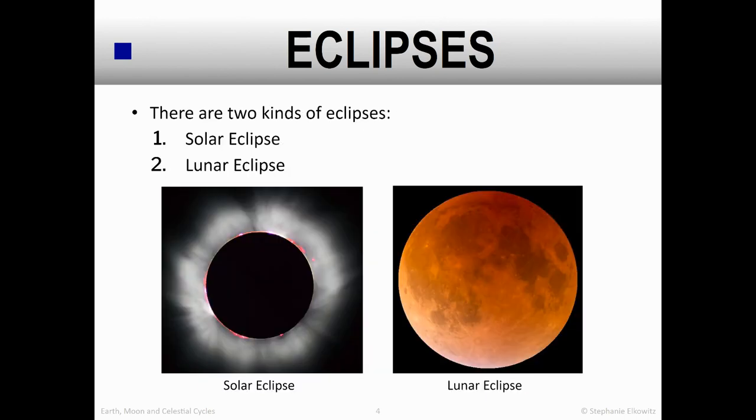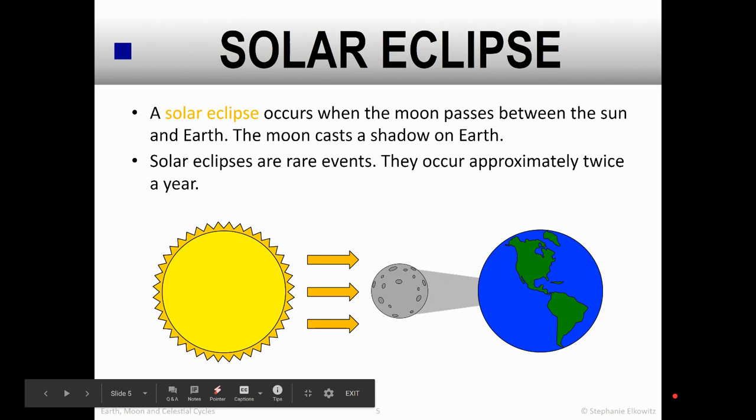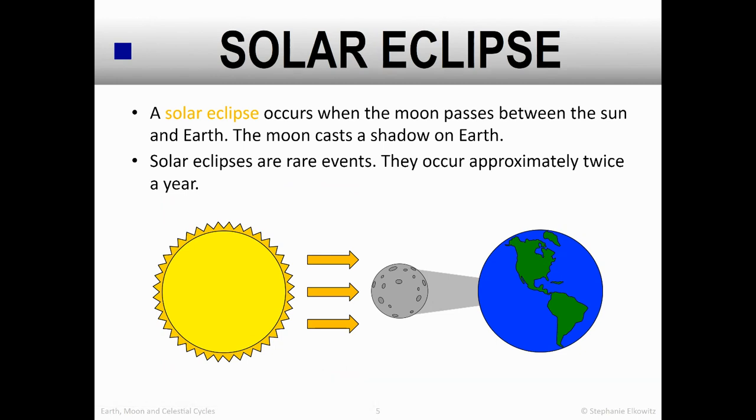Okay, there's two kinds. You have your solar and your lunar. Both of these images, though, represent a total solar eclipse right here and then a total lunar eclipse. All right. A total solar eclipse happens when the moon passes directly between the Earth and the sun. So it can only happen when the moon is a new moon. They're rare, about twice a year.